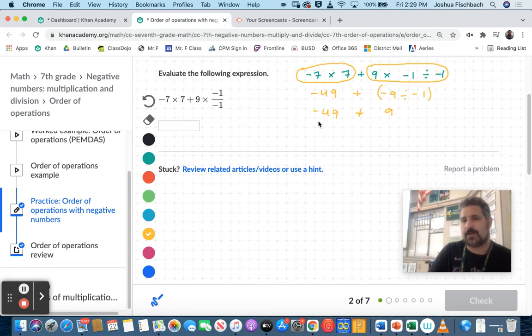So here we have negative 49 plus 9. What is the result then? Well, negative 49 compared to positive 9, who's going to win? The negative. By how much? 40. So this is going to be an answer that is negative 40, and that's what you're going to put on your answer.